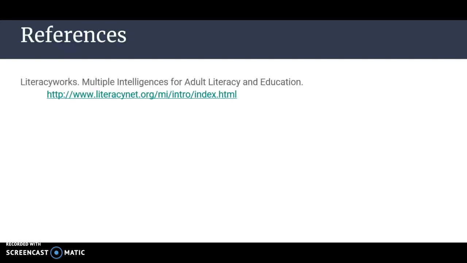And these are our references. If you have any questions or want to learn more, go to www.literacynet.org, because this is where we got a lot of our information about multiple intelligences and its importance.